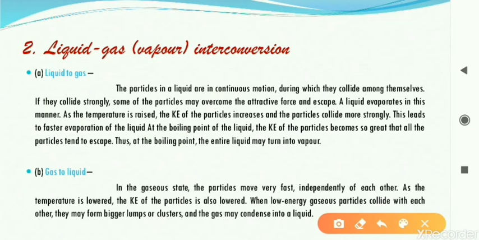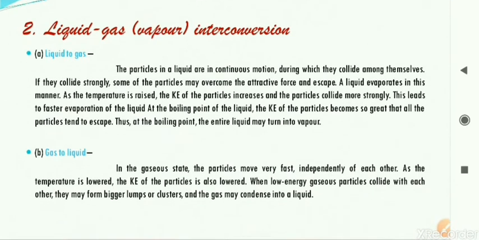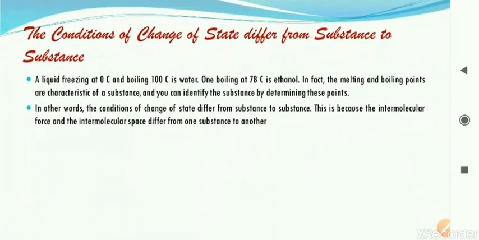Next one, now the gas to liquid. In the gas to liquid, just the opposite. Gas molecules are moving very fast, they are independent of each other. But if we are cooling it, if we take any water vapor and cool it, what happens? It converts into liquid. On cooling the gas molecules, that is, on lowering the temperature, the kinetic energy is also reduced. As a result, the molecules will come close to each other and they will convert into liquid. That is all for the interconversions of these states of matter.